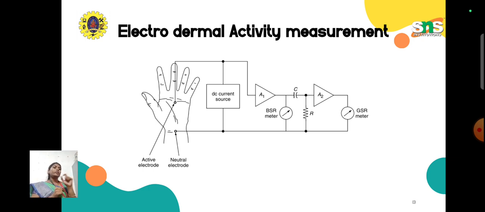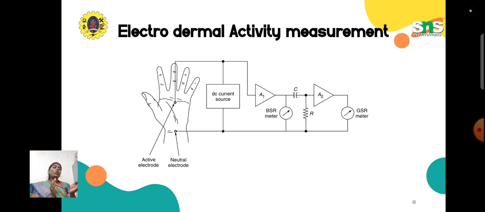What is the role of this series network of capacitor and resistor? It acts as a high pass filter, because in BSR you will have some output in small frequency, small changes. Those changes are called the tonic phase. The tonic phase is the resting phase, where you have some measurement of signal.